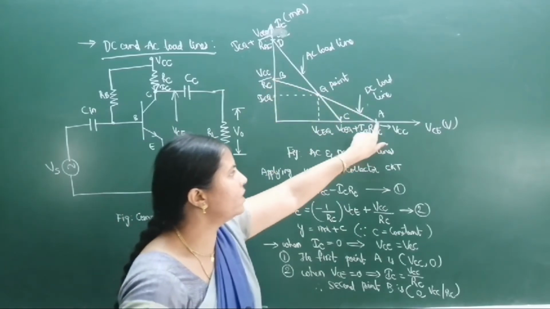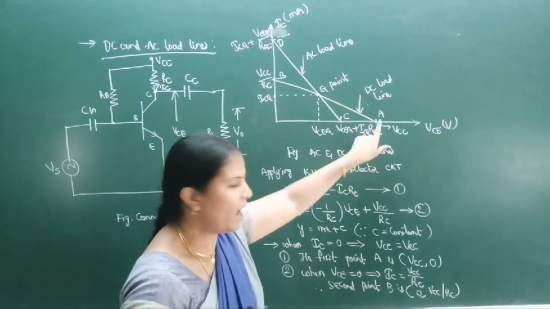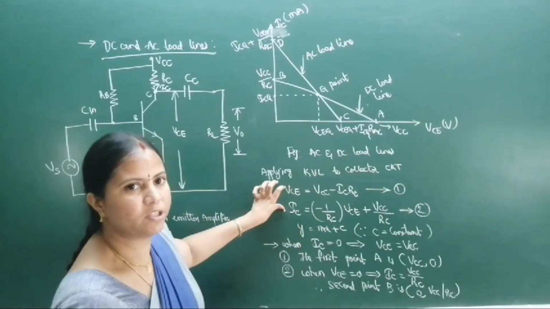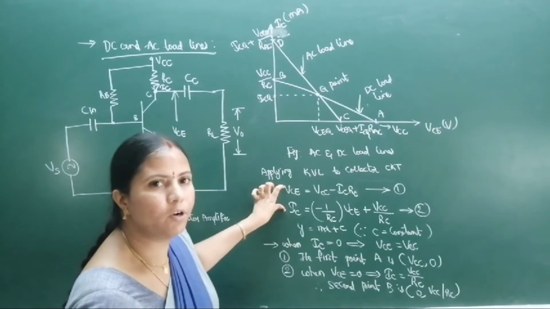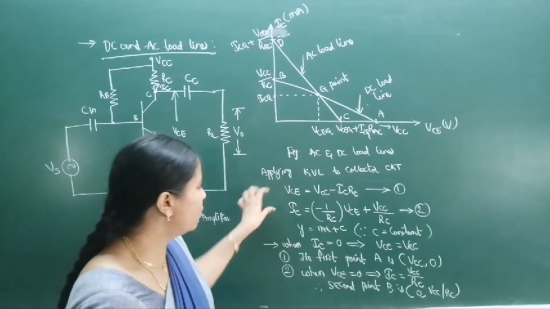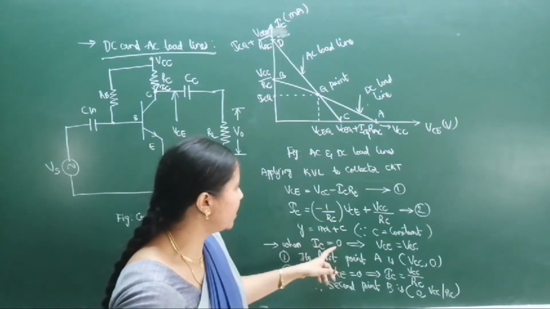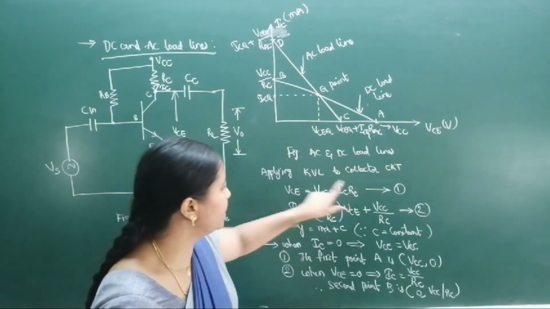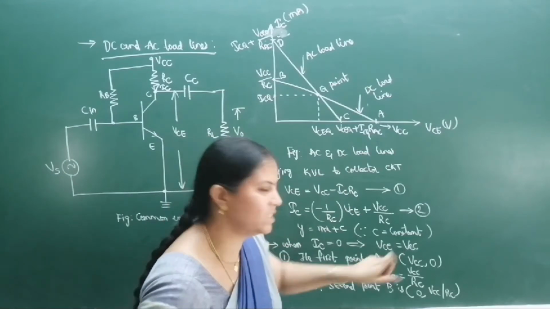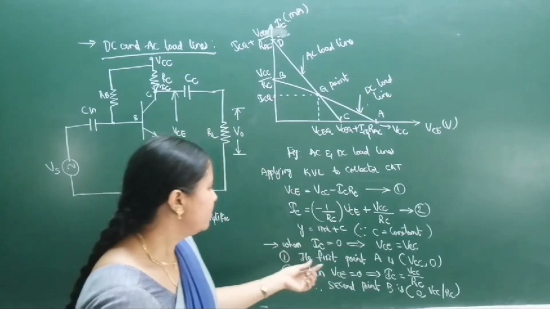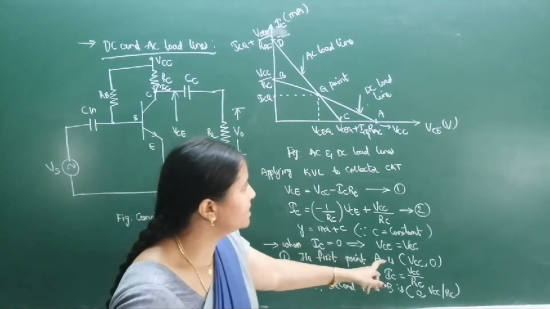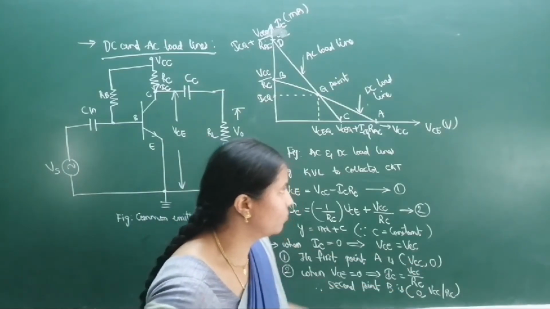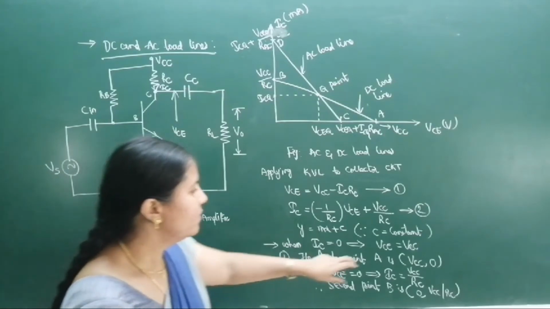In order to get the point A, we have to place IC equal to 0 in equation 1. Okay. So if you substitute IC equal to 0 in equation 1, you will get VCE equal to VCC. Okay? So that means the first point A is nothing but what? The first point A is VCC comma 0.